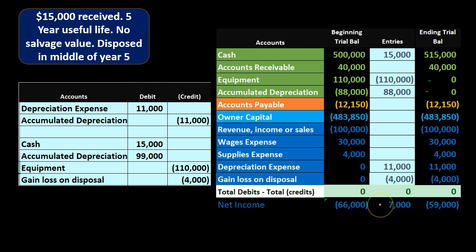The net then being a decrease in net income of the 7,000. So the net income started at 66, which was the 100,000 minus the 30,000 minus the 4,000. It then went down by 7,000 to 59,000. Or in other words, we had net income of 66,000. It went down by the depreciation of 11,000. Then up by the gain on the disposal of 4,000 to 59,000.